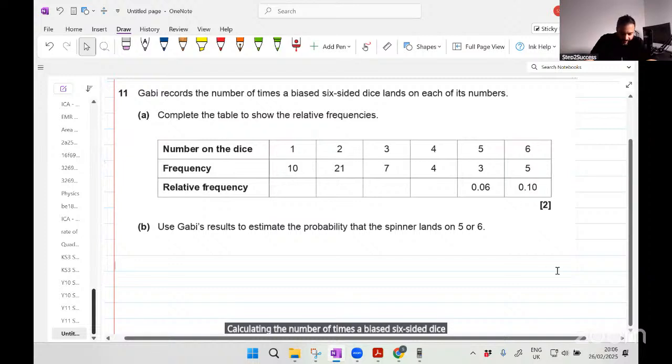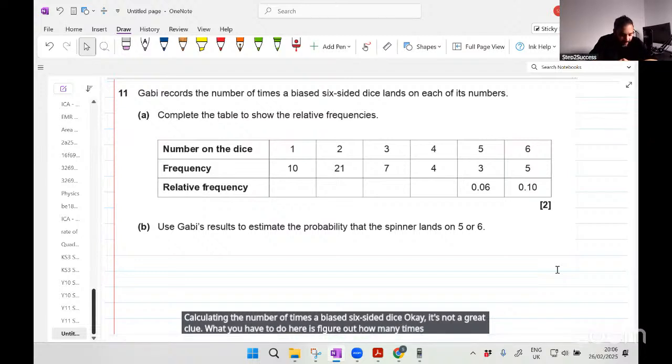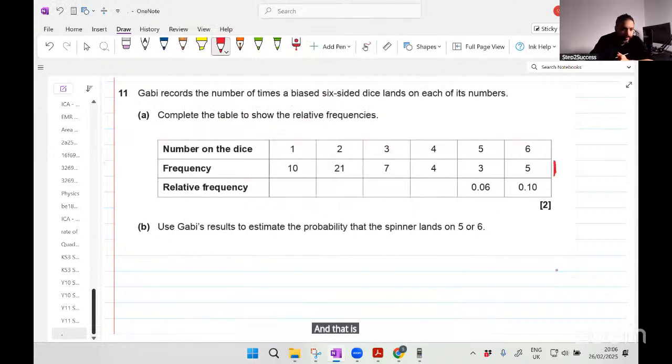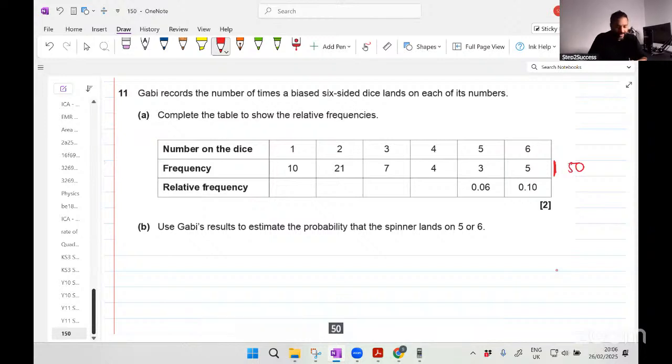Okay, it's not a great clue. What you have to do here is figure out how many times we rolled this dice, and that is the sum of that row, isn't it? It's 5, 10, add 21, which is 31, add 7 is 38, 42, 45, 50. We rolled this dice 50 times.